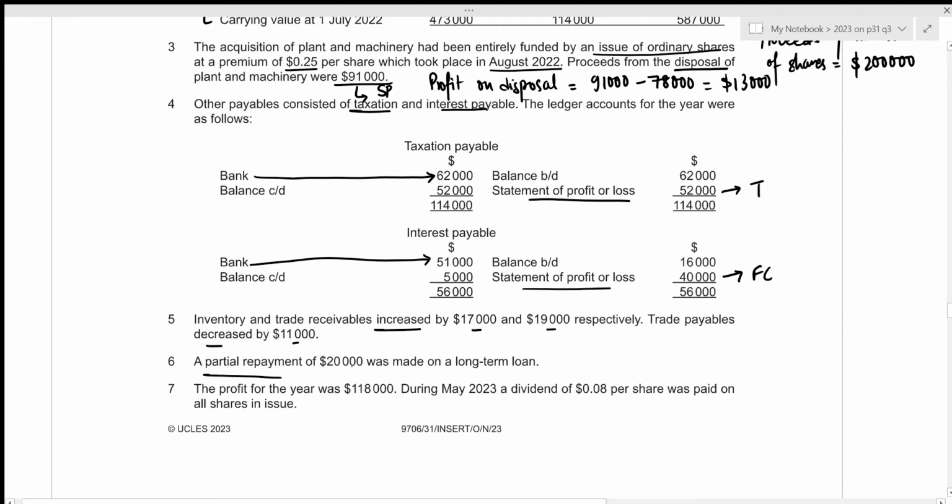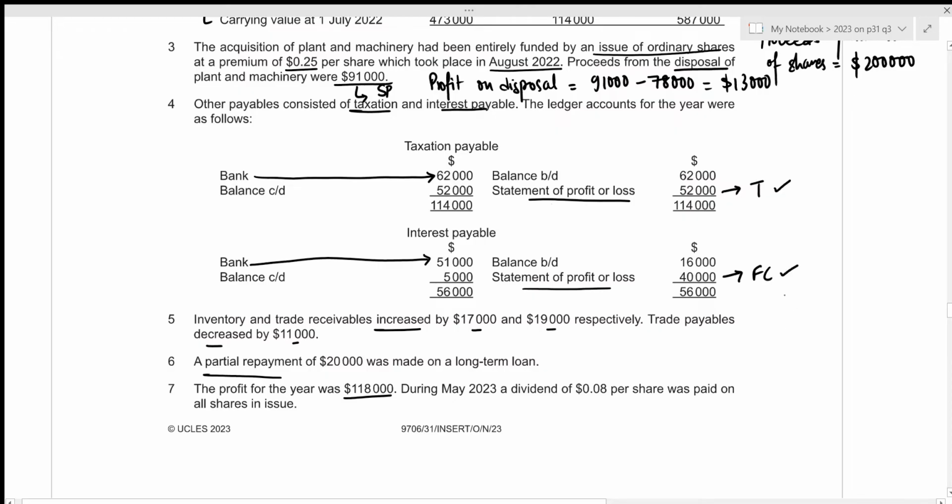Then we have a partial repayment of 20,000 was made on a long-term loan. So we repaid the loan, which means that cash will go out of the business. So this will again act as cash outflow, and we have to record this information within our financing activities section. Then we have profit for the year, which was 118,000. Remember, we already have the information regarding tax for the year and interest for the year. So we can easily calculate the profit from operations.